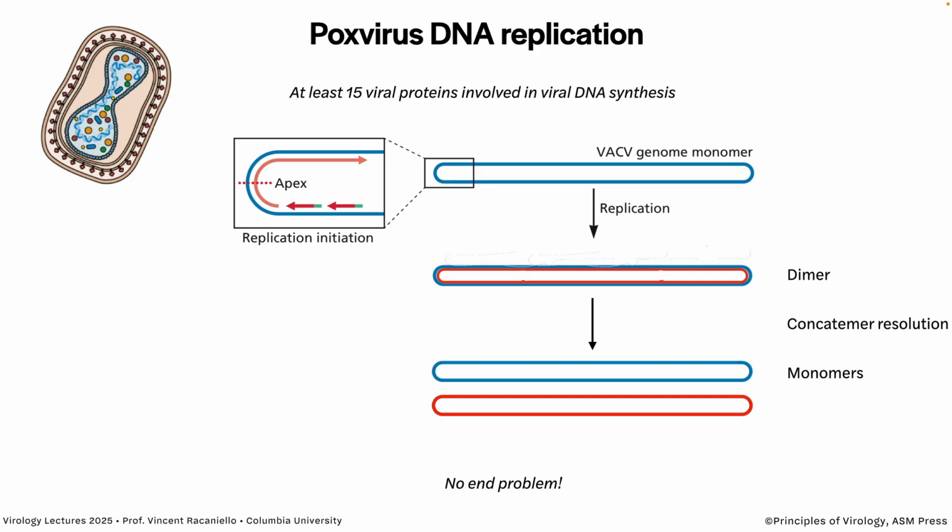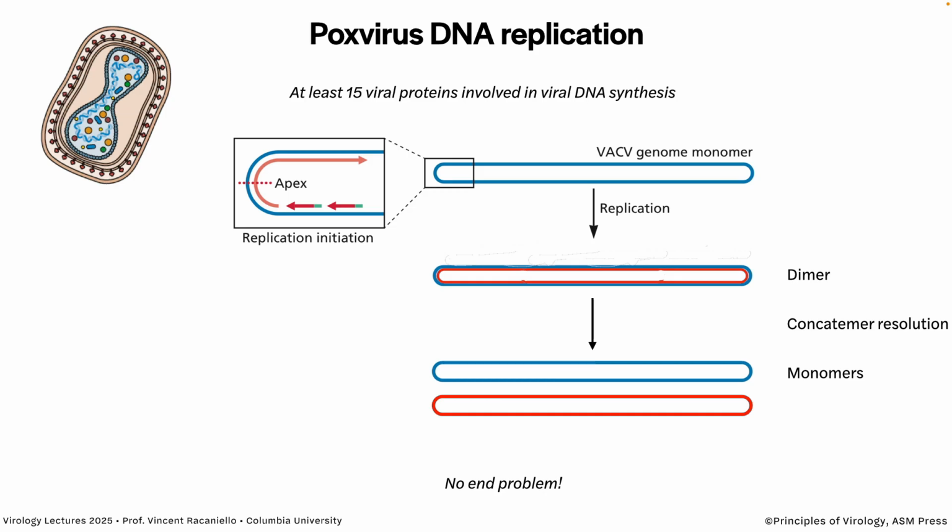And at least 15 viral proteins are involved in DNA synthesis. This is a model for how it occurs. The vaccinia genome is interesting. It's double-stranded DNA, so it's base paired along the way, but the ends are covalently linked. So it's not really a circle. It's just a double-stranded DNA with the ends covalently linked.